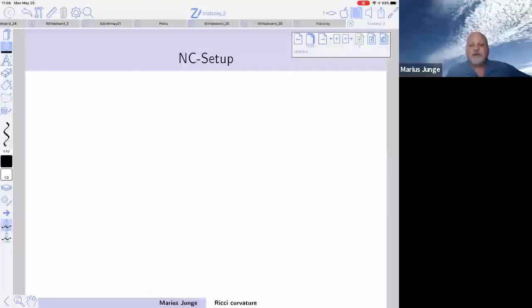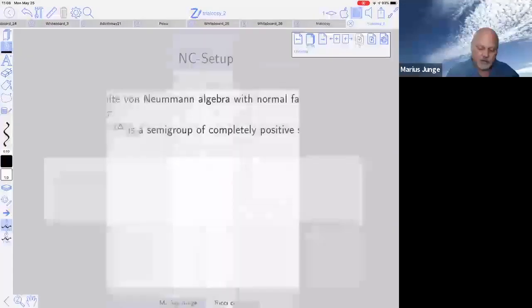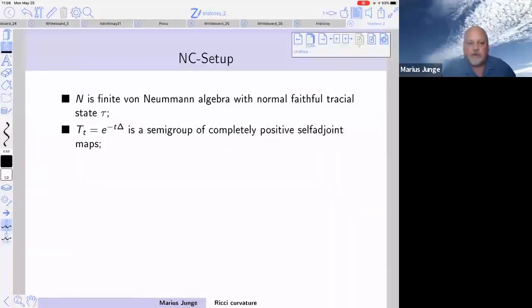That's just incredible. So the non-commutative setup is trying to imitate this, right? So what we do need, we need some data. And so I will start with the finite von Neumann algebra. This is not super necessary, but it makes my life 1,000 times easier. So I will do that. Then I will start with a semigroup, e to the minus delta, a semigroup on completely positive self-adjoint maps. I mean, we all have seen dynamical systems, and so this makes a lot of sense that maybe that is an important thing to consider.